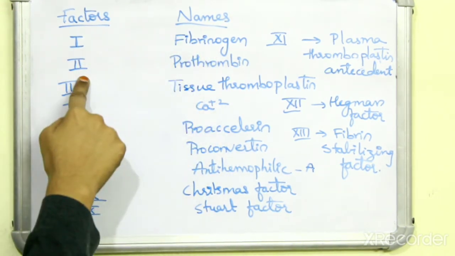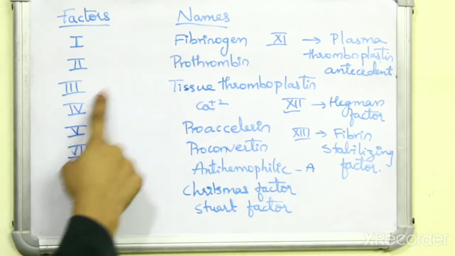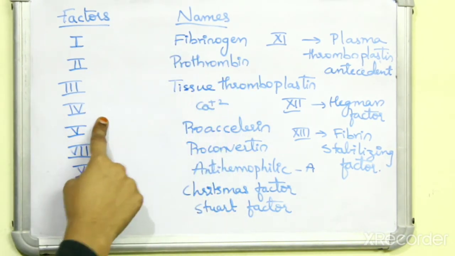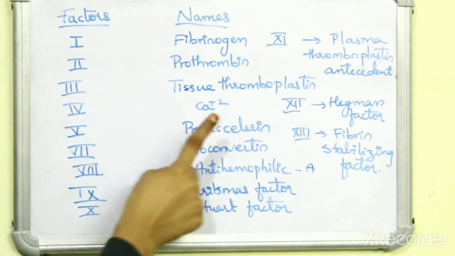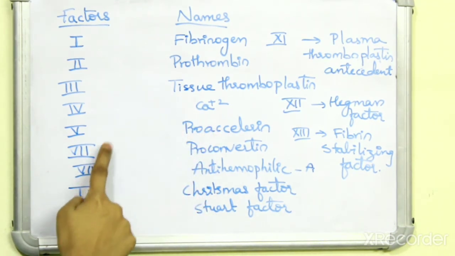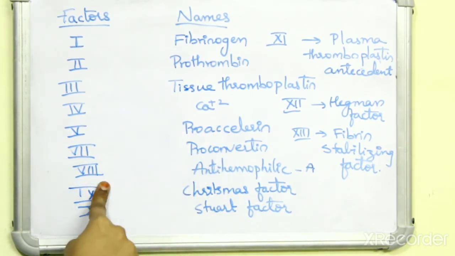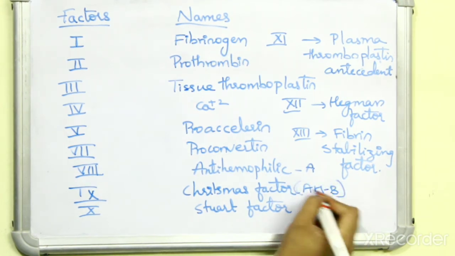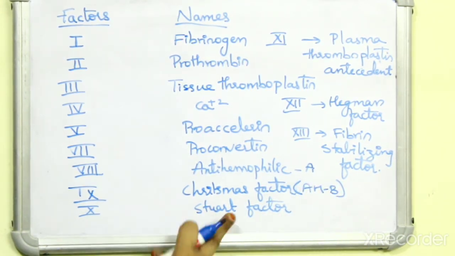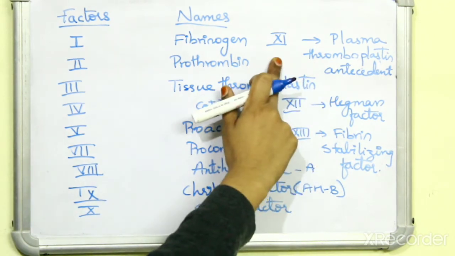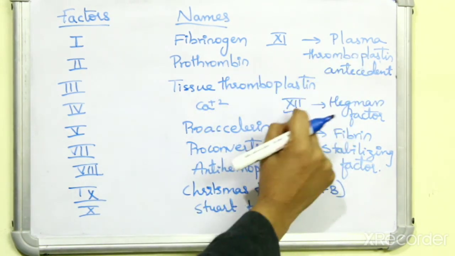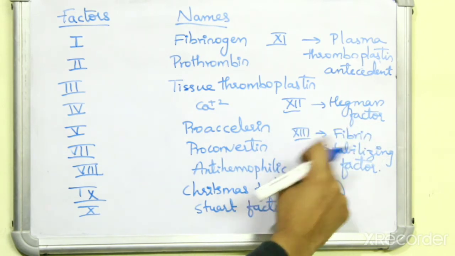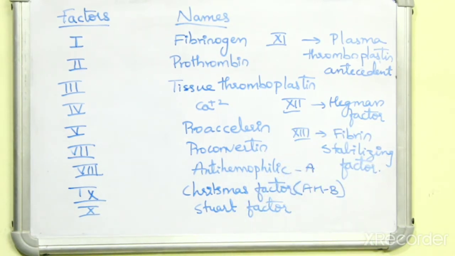It is fibrinogen, second prothrombin, third is tissue thromboplastin, fourth calcium, fifth proaccelerin, sixth is absent, seventh is proconvertin, eighth antihemophilic factor A, ninth Christmas factor, or you can say antihemophilic factor B. Tenth, Stuart factor, 11th plasma thromboplastin antecedent, 12th Hageman factor, 13th fibrin stabilizing factor.